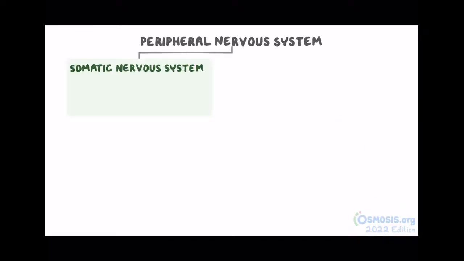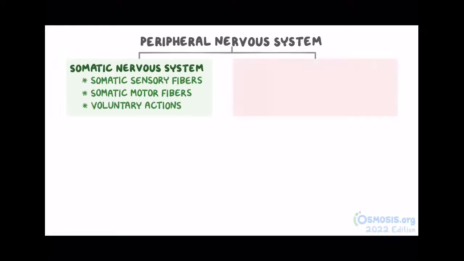Alright, as a quick recap, the peripheral nervous system is functionally divided into the somatic nervous system, which consists of somatic sensory fibers as well as somatic motor fibers that control voluntary actions, and the autonomic nervous system, which is composed of fibers controlling involuntary functions of our body.